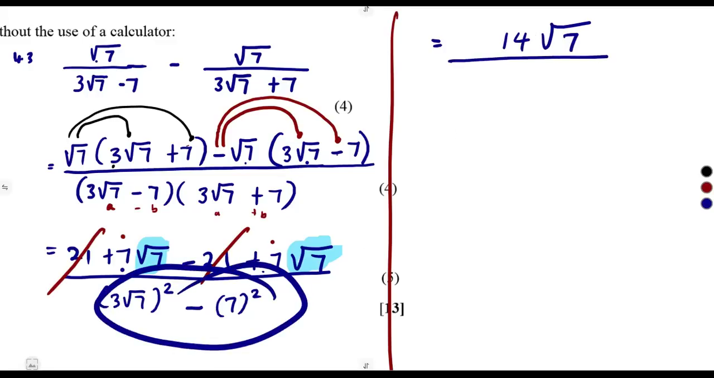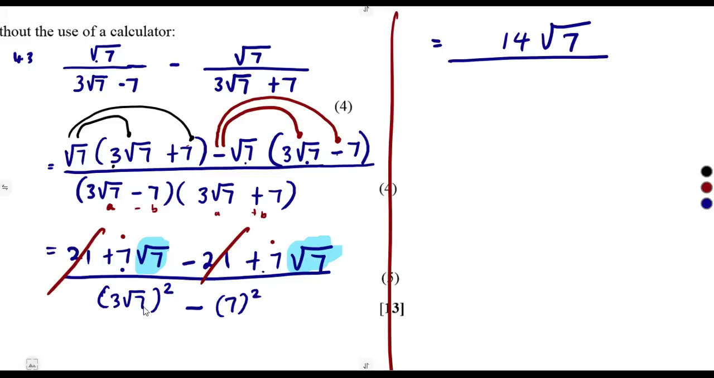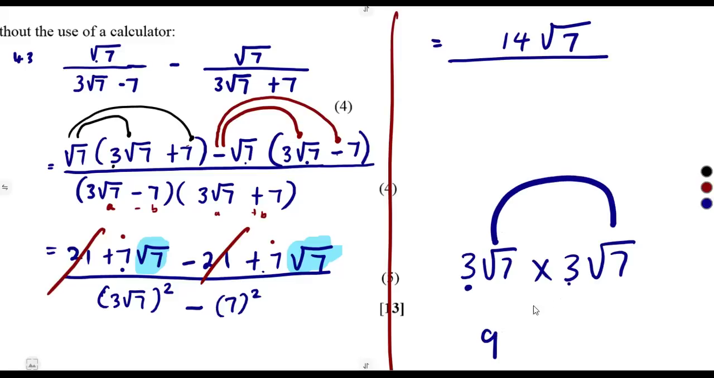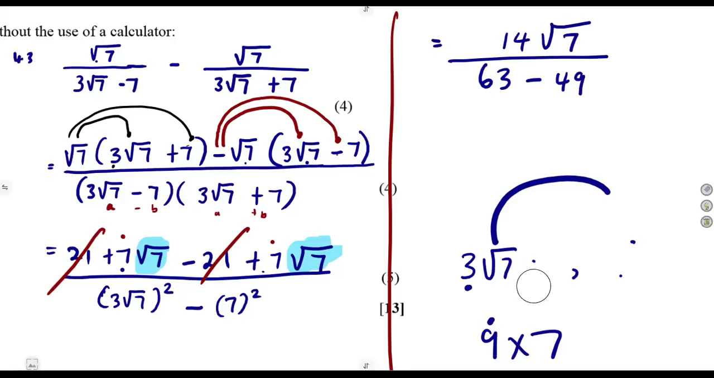The denominator part. 3 square root of 7 squared means 3 square root of 7 times 3 square root of 7. 3 times 3, that's 9. Square root of 7 times square root of 7. Remember, I talked about this. Square root of 7 times square root of 7 is 7. So you're going to have 9 times 7, which is what? 63. Minus what? 7 squared. What is 7 squared? 49.